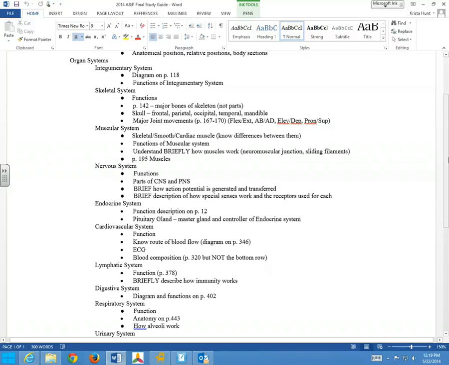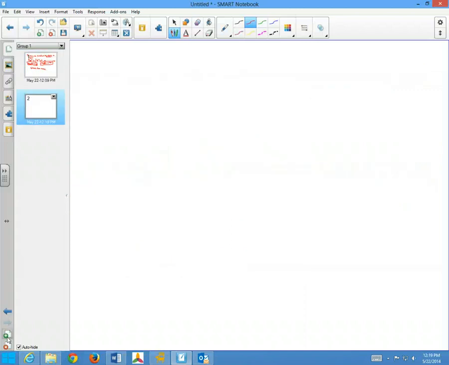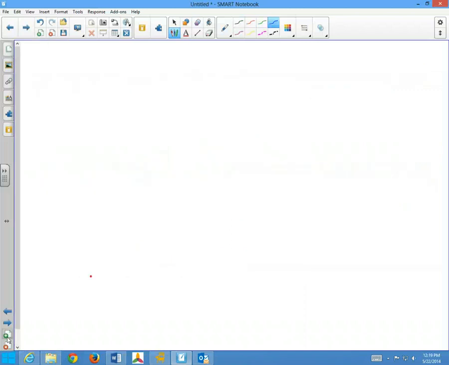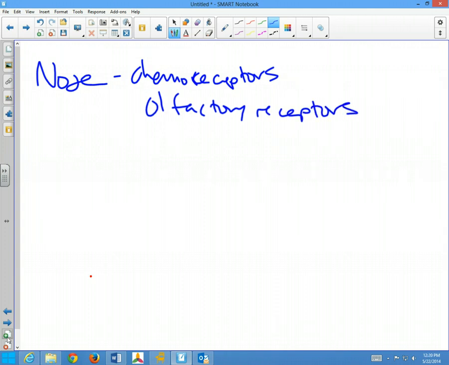Chemoreceptors inside of the nose. Okay. What kind of receptors does the nose have? Chemo, sure. Is there a name for them? Sure. Olfactory receptors. Okay. I'll put that in parentheses because that's the type of cell they are.